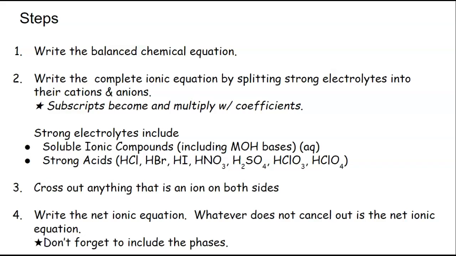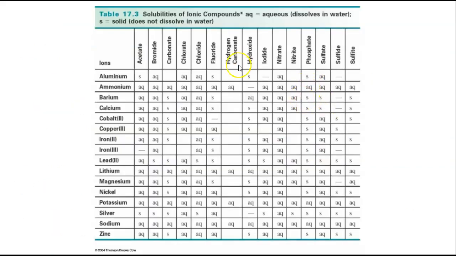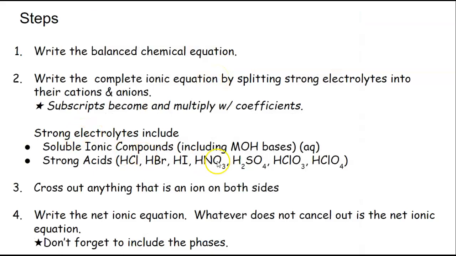So you may be thinking, well, what are strong electrolytes? There are two things that we include as strong electrolytes. First, soluble ionic compounds, and that would include even metal hydroxide bases. Those are ionic compounds. So remember, if you use the solubility chart, we can use that to figure out which things are soluble if it has an aqueous symbol, or insoluble if it has a solid. So if we have a soluble ionic compound, we'll split it.